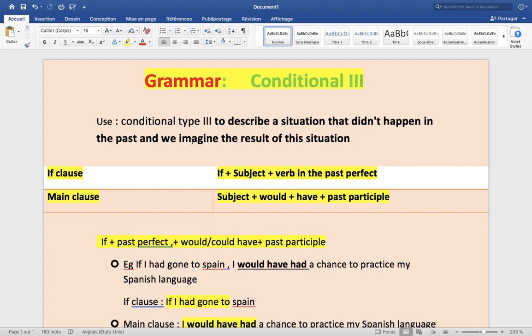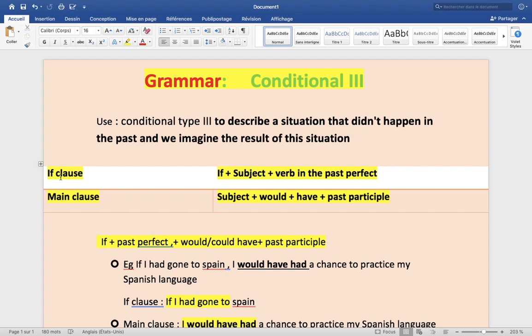We use conditional type 3 to talk about a situation in the past, and we imagine the result of this situation. What's going to happen if this situation happens? We have the if clause, so we're going to move to the rule directly. So what is the rule?